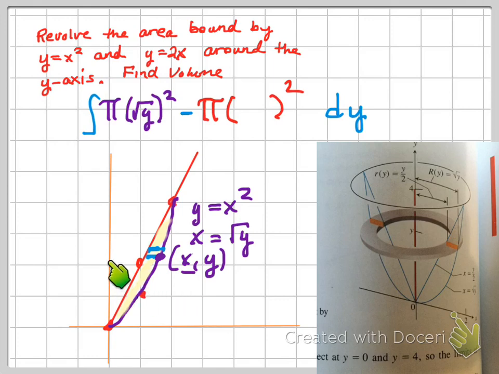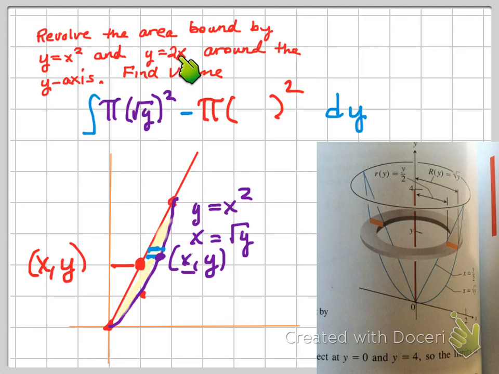Well, the inner radius would be the distance from here to here. And the distance from here to here, or here to here, anywhere, is going to become larger as I go up, but it will always be the x value for a point on this red line. So think about a point on that red line, let's say this point right here, from here to here is the x value of that point. And this line is y equals 2x.